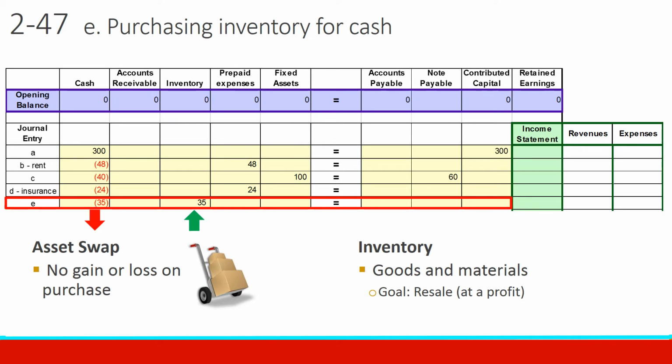Over the next few days, the Montero Company acquires a variety of merchandise, paying in total $35,000 in cash. So cash goes down by $35,000 and inventory goes up by $35,000. Again, this is an asset swap. There's no gain or loss on this purchase.